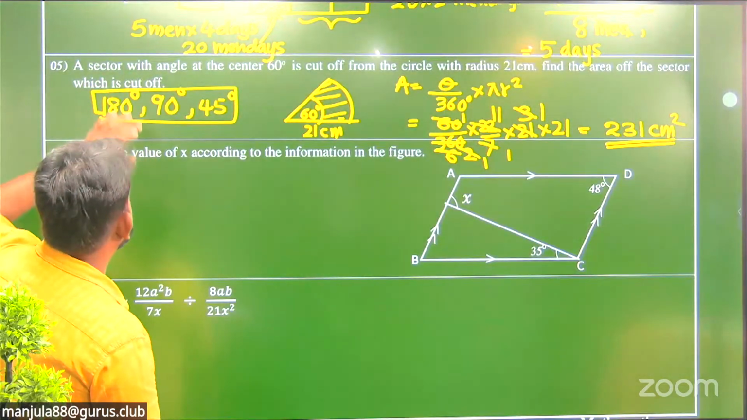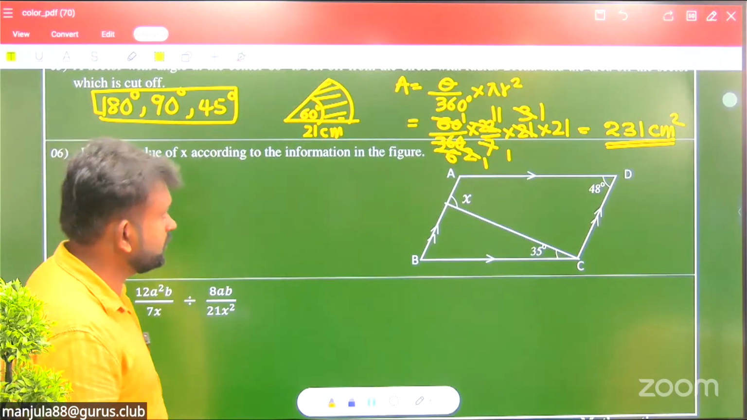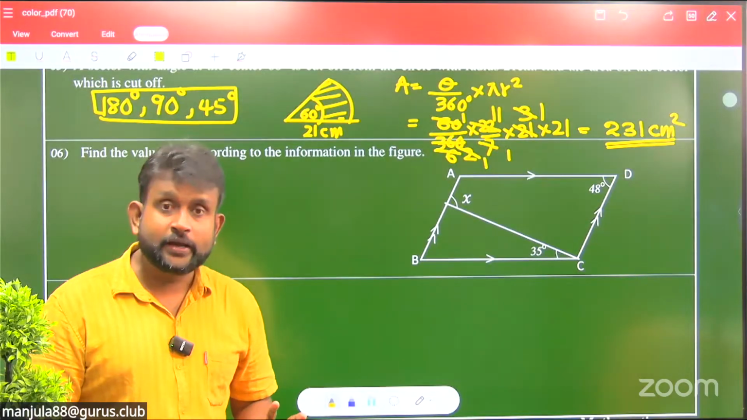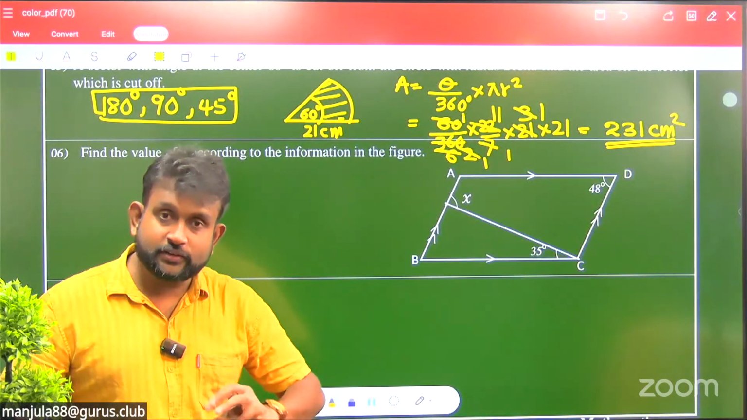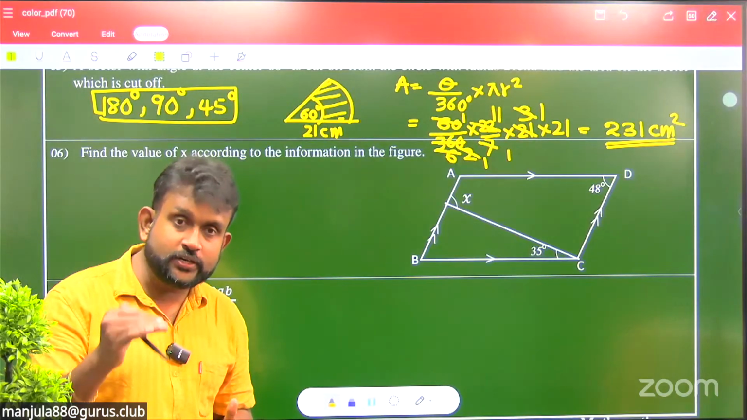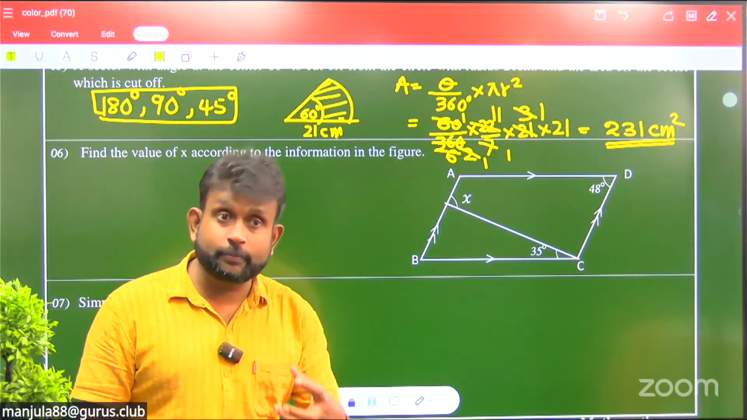So now we are moving to question number 6. Find the value of x according to the information in the figure. In geometry questions, remember everyone, whenever you see the diagram, mark the information that is visible to you, and mark the information you find in the diagram. That would be a step of the question.